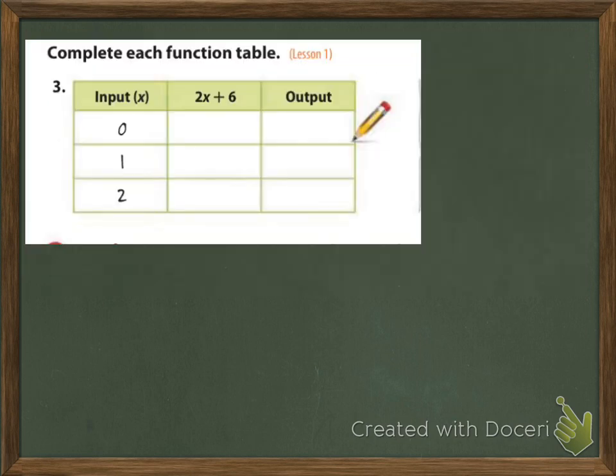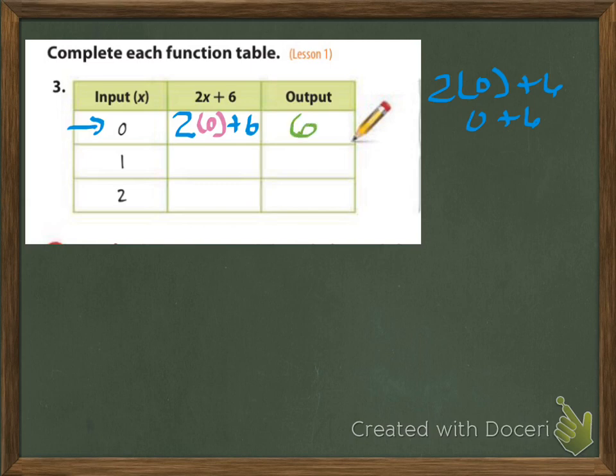For number 3, it says to complete each function table. So remember what you're going to need to do, this is where you're going to be substituting the 0 that they've given you here for the input value. You're going to substitute that into the formula, or into the function rule. So the first thing you're going to do is write 2, and then we're going to substitute that 0 right here, and then we're going to do plus 6. So all this is just being copied as it is. Then what you're going to do is, off to the side, 2 times 0 plus 6. 2 times 0 is 0, plus another 6 would leave you with a total of 6.